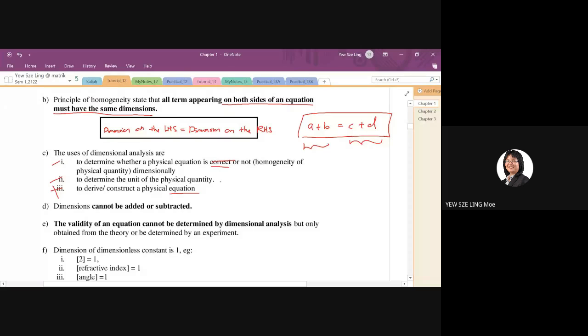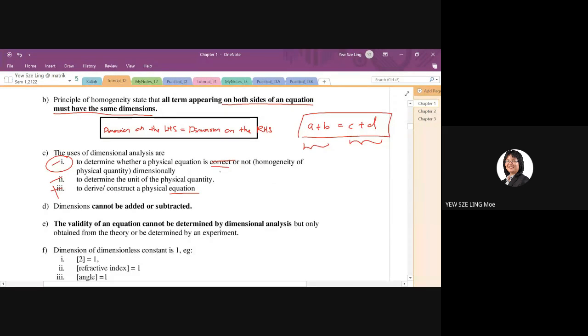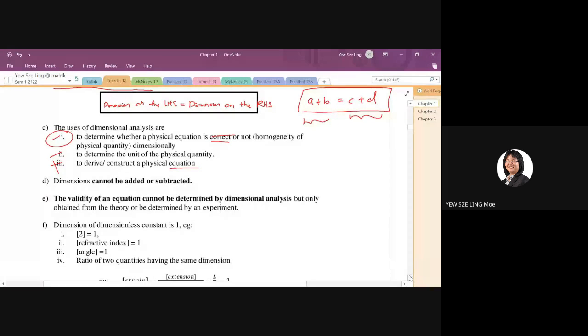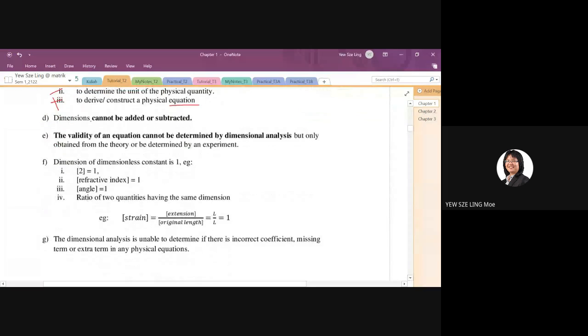So number 2, we are done. What we are going to do now is to look at number 1, to determine whether an equation is wrong. You cannot tell whether it's correct, but you can tell it is wrong if it is wrong. Keep in your mind. Dimensions cannot be added or subtracted. What does it mean? We will find out soon. The validity of an equation cannot be determined by dimensional analysis, but can only be obtained from a theory or determined by an experiment.